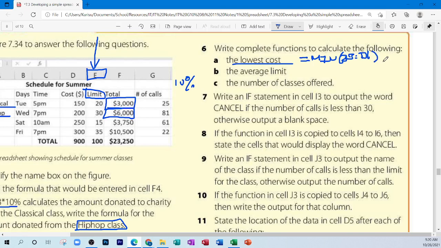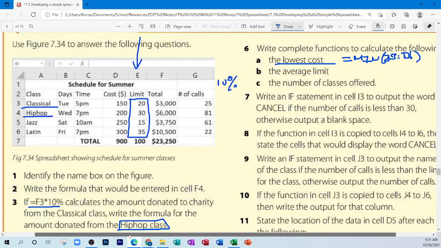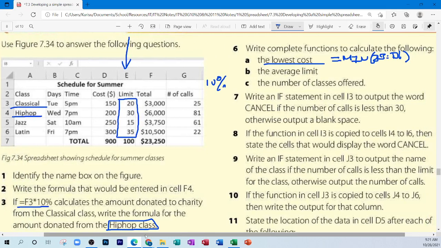Good. What would be for the average limit? Jada? Sir, equals average open brackets E3 to E6 close brackets. Good. So it's asking for the average limit. This is the range for the limit. That's column E, E3 to E6. So we know the name of the function is average. So equal average and the range here. Good.